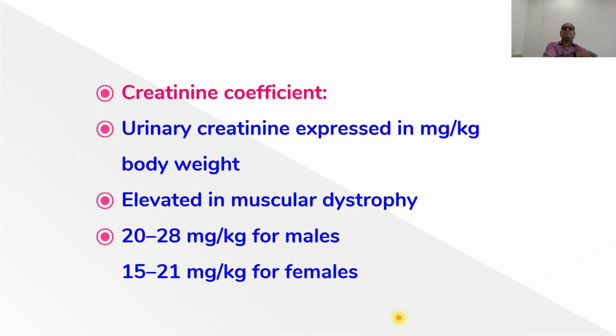Next is the creatinine coefficient, which is the urinary creatinine value, expressed in milligram per kilogram of body weight. This is elevated in muscular dystrophy, where muscle wasting is more, meaning more creatinine is getting out and is present inside the urine. Normally it is 20 to 28 milligram per kilogram for males. Kg here is the body weight, and milligram is the value of creatinine. For females, because their body mass is a little bit lower, the value is around 15 to 21.